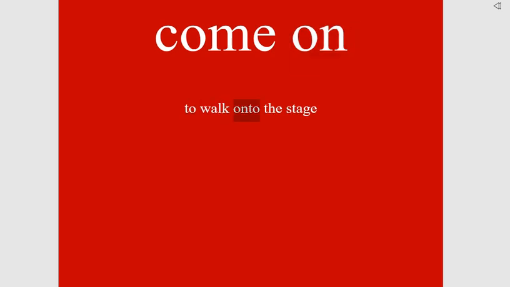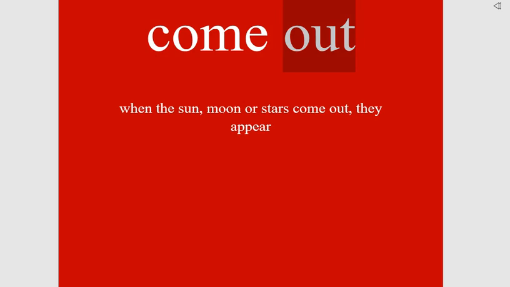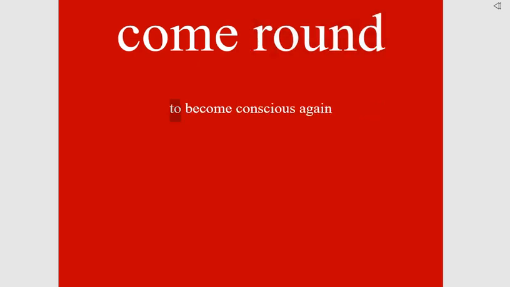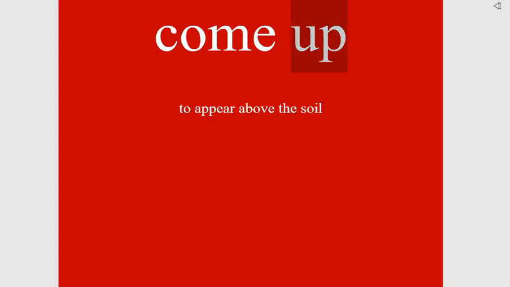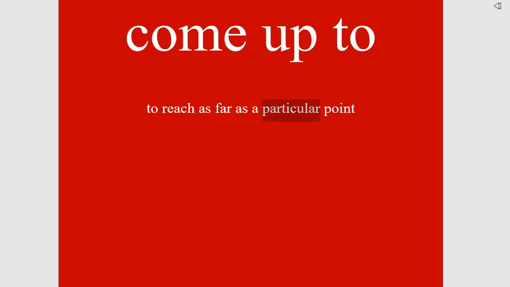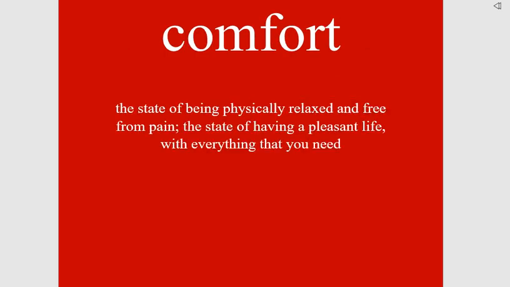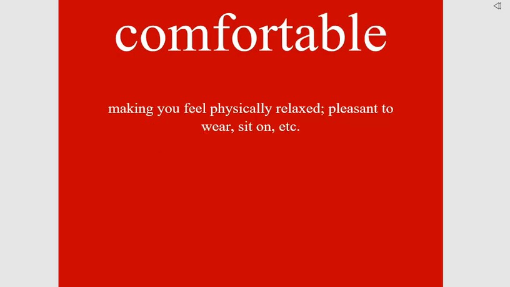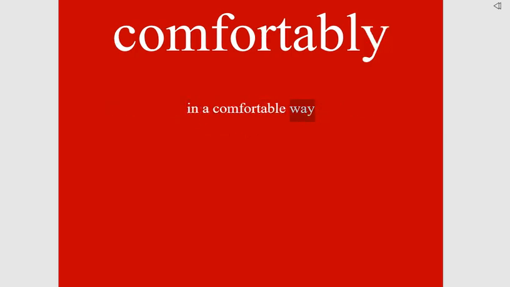Come on. To walk onto the stage. Come out. When the sun, moon, or stars come out, they appear. Come round. To become conscious again. Come to. To enter your mind. Come up. To appear above the soil. Come up to. To reach as far as a particular point. Comfort. The state of being physically relaxed and free from pain, the state of having a pleasant life, with everything that you need. Comfortable. Making you feel physically relaxed, pleasant to wear, sit on, etc. Comfortably. In a comfortable way.